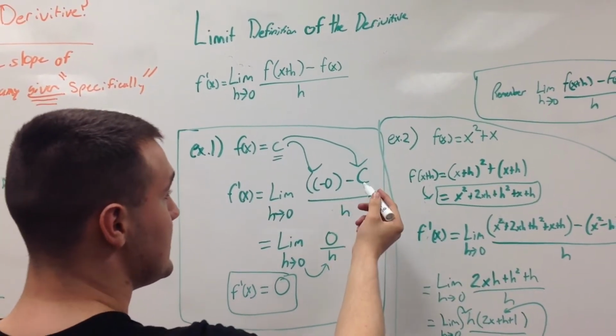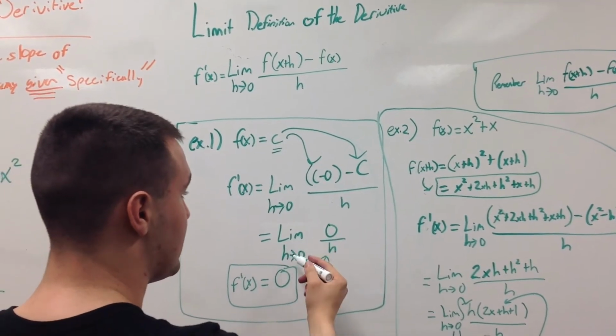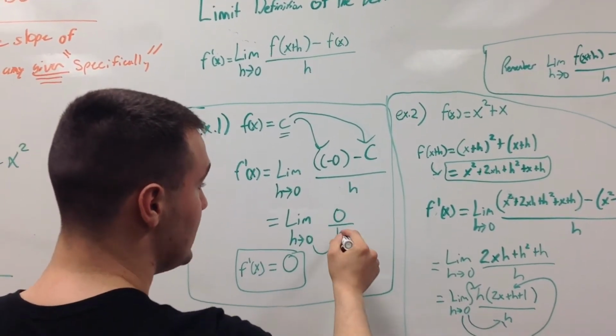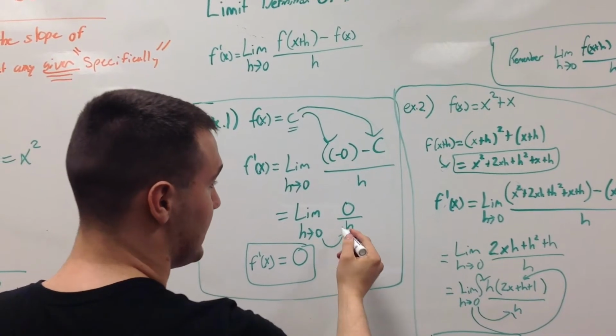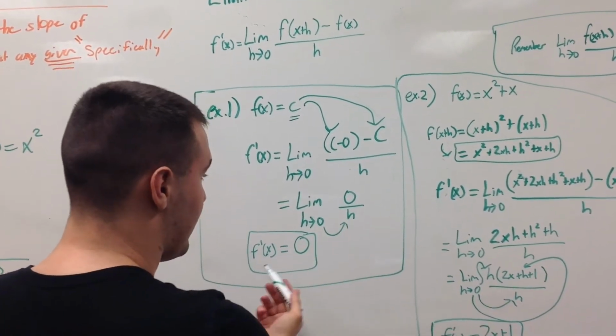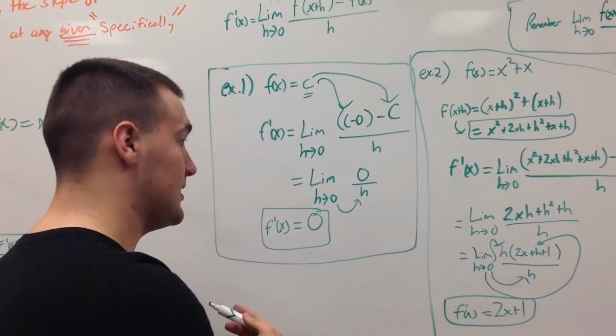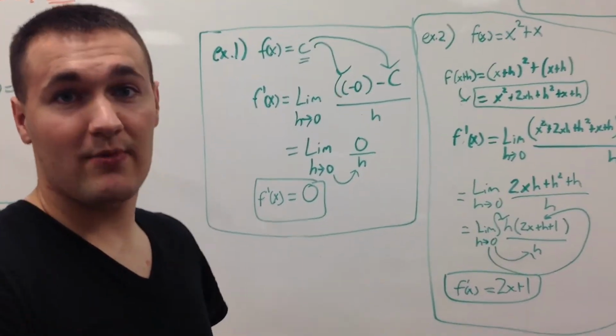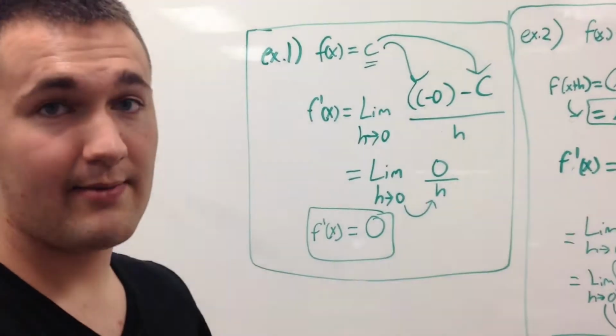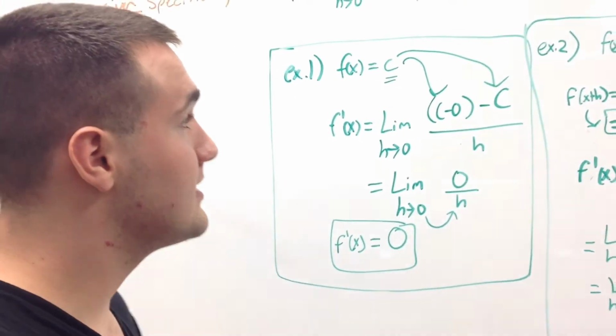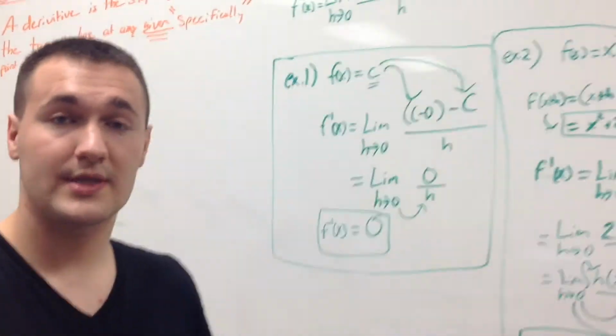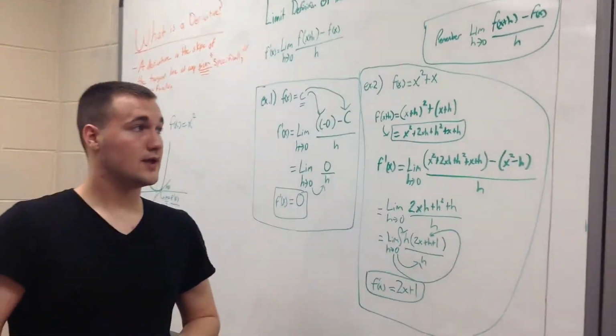C minus c is just 0, so here we have the limit as h approaches 0 of 0 over h. Now we go ahead and plug in that 0, and f prime of x is just 0. That's the result for a constant, a number. That proves that any number, when it's derived, is equal to 0.